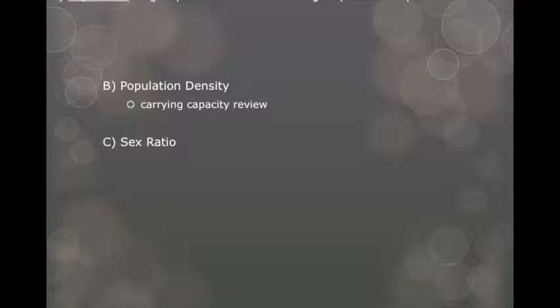Sex ratio. This is basically the number of females related to the number of males. And this is important because if you have a population that has an overabundance of one gender and an underabundance of another gender, that can really impact reproductive scenarios. So if you have a population that has 55 individuals, but there are only 2 females, that could create a problem.